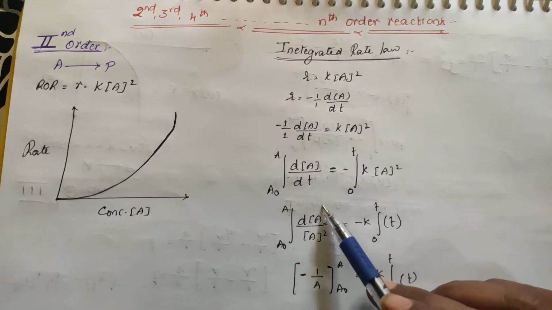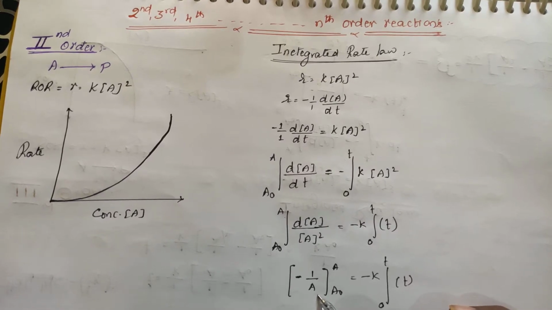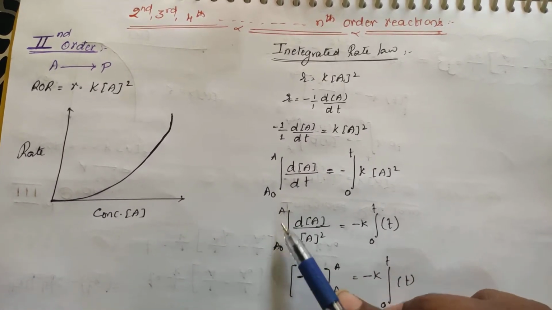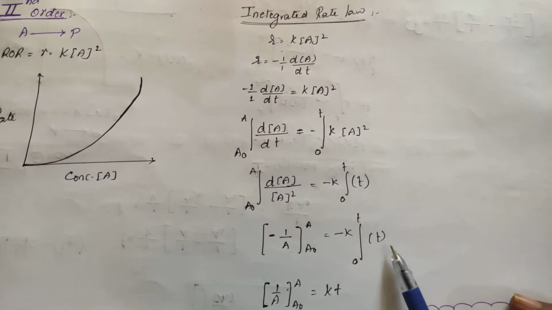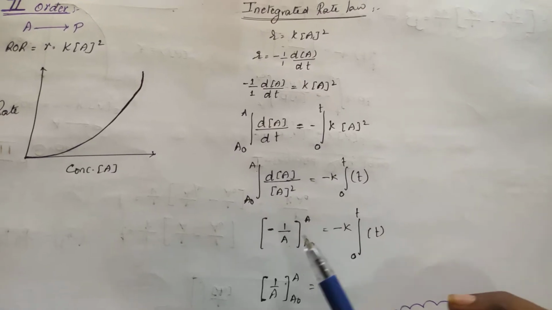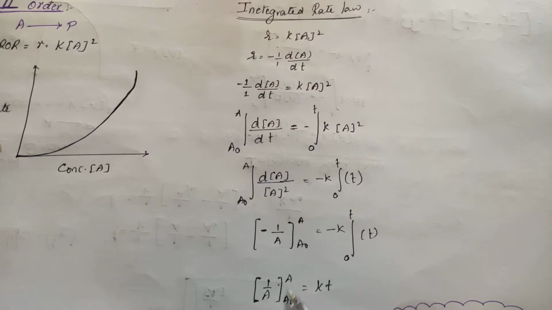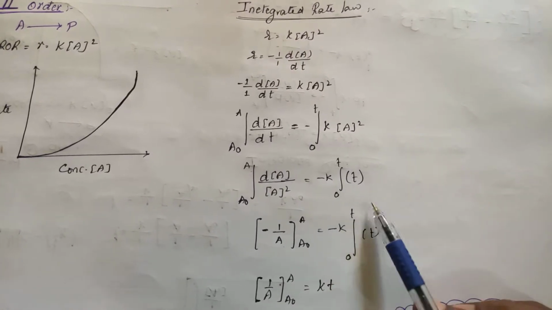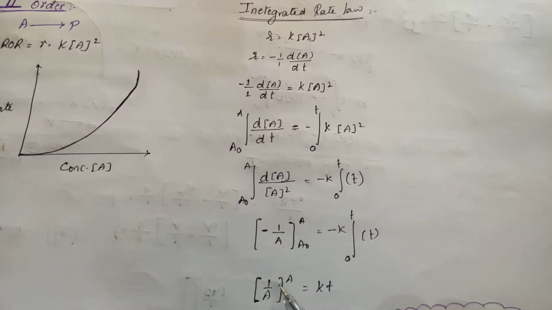So what happens? This entire value is equal to minus 1 by A. This dA by A square integration, you will be getting this value, and you keep the limits here. Now minus K into limit, this one, this is T. Okay. So what happens? Upper limit minus lower limit, you will be getting 1 by A, upper limit minus lower limit 1 by A naught is equal to KT. Okay. See, you are getting minus 1 by A. Minus will be cancelled. So 1 by A.